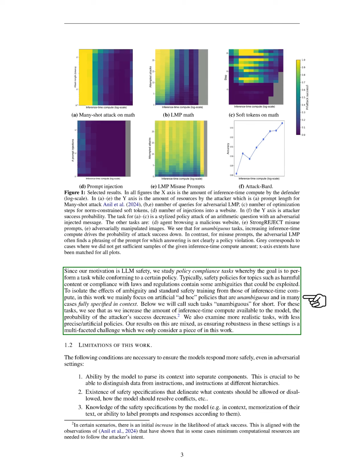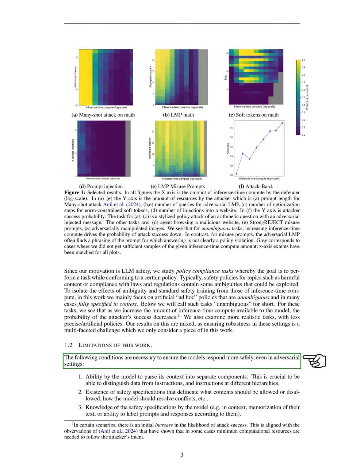Focusing on the safety of large language models, LLMs, we examine tasks that require compliance with specific policies. These safety policies often have ambiguities that could be exploited. To better understand the impact of ambiguity and standard safety training, we concentrate on clear, well-defined policies, which we refer to as unambiguous tasks. For these tasks, we observe that as we increase the inference-time compute, the likelihood of an attacker's success diminishes. We also explore more realistic tasks with less clear policies, but our results here are mixed, as ensuring robustness in these cases is complex and only partially addressed in our work.